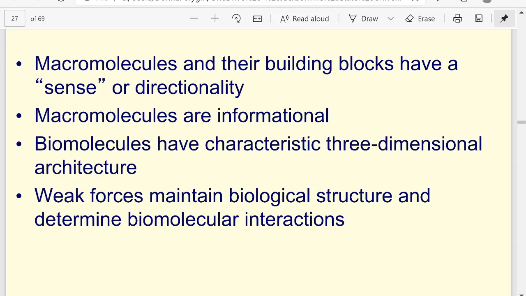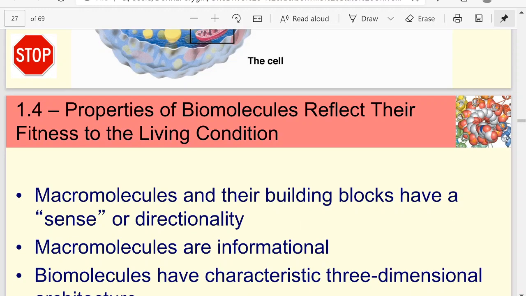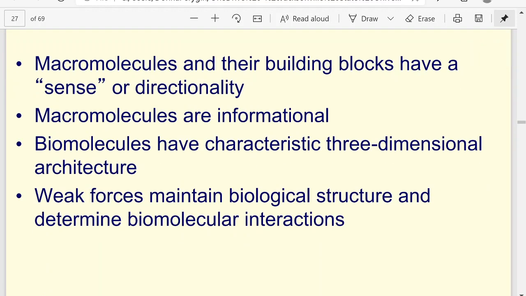Hello and welcome back. In this section we'll be discussing the properties of biomolecules and how that reflects their fitness to the living condition. Macromolecules have a sense or a directionality. The way they're connected together matters, and we're going to look at that in a little bit. Macromolecules are usually informational, meaning they can carry information that's important for living systems.